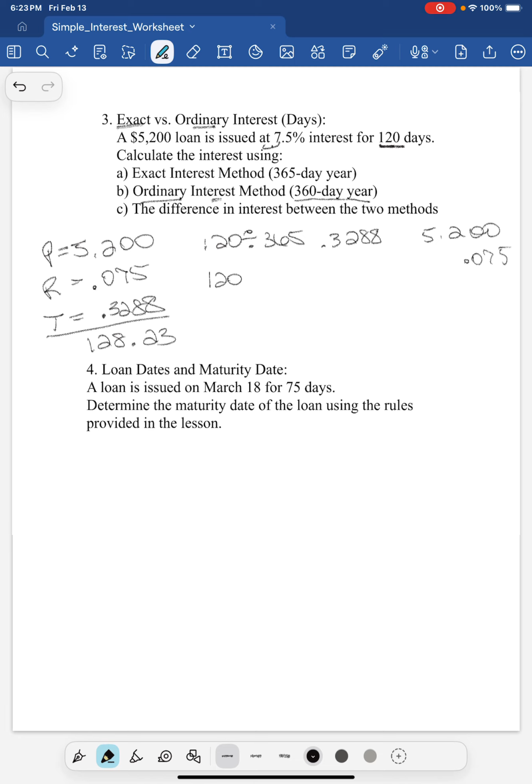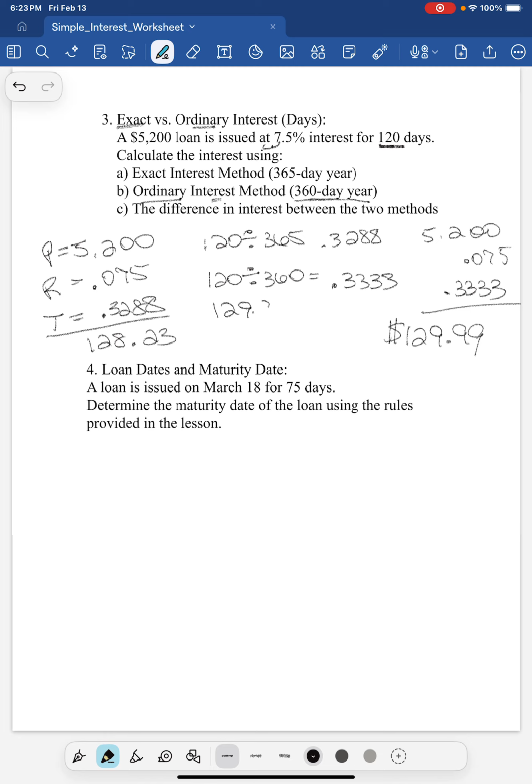Okay? Now, your principal and your rate are going to be exactly the same when we use the ordinary method, but we're going to divide 120 by 360 days, okay? So we have 120 divided by 360, and that gives us 0.333 repeating, okay? So we'll type out 4 digits because we did it over here. And let's see what we come up with. We have $5,200 times 0.075 times 0.3333 equals $129.99. Okay, and so you see why they like to use the ordinary interest method.